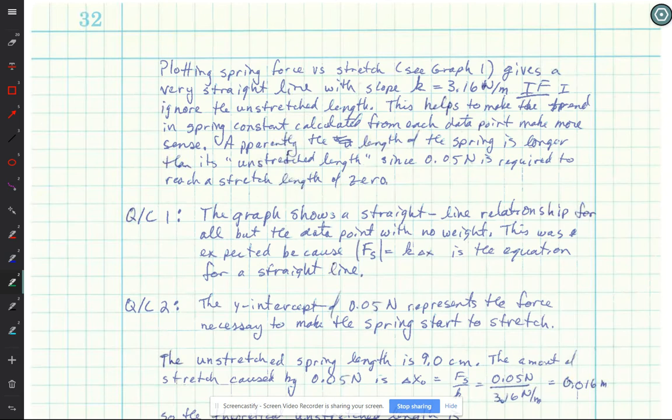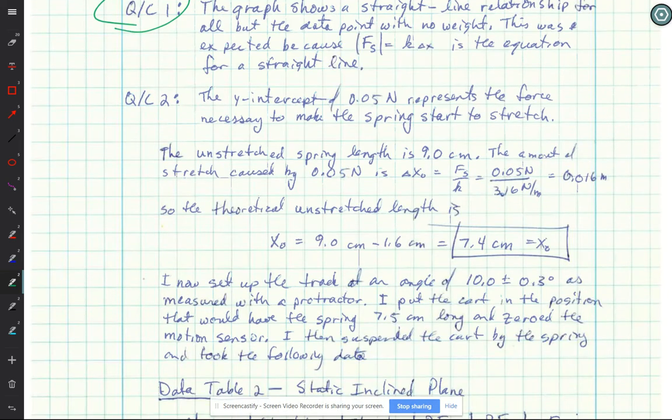Okay, in the lab guide, you'll have questions that are marked QC with a number. For those, list them as QC1, so I know when I'm grading where you answered that question. But your answers should be standalone answers. I shouldn't have to look back in the lab guide to see what the question is you're answering. So if you look at my answer here, it doesn't just say it's a straight line. It says the graph shows a straight line relationship for all but the data point with no weight. I don't have to look at what the question is. The answer stands alone. The QC stands for question/comment. So make sure you're not just answering the question, but stating it in a way that the person doesn't have to look at what the question was.